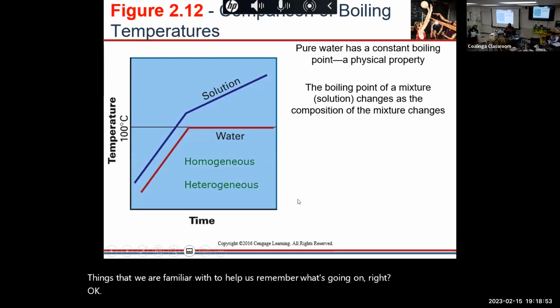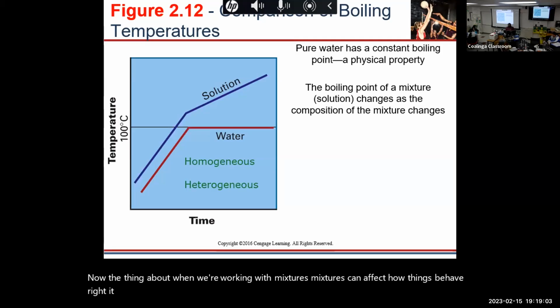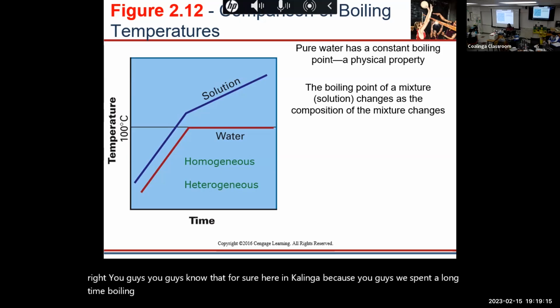So now, working with mixtures can affect how things behave, right? It can affect the physical characteristics. For instance, water boils at 100 degrees Celsius, right? You guys know that for sure here in Columbia because we spent a long time boiling water last week, right?